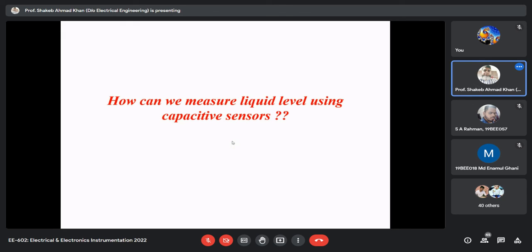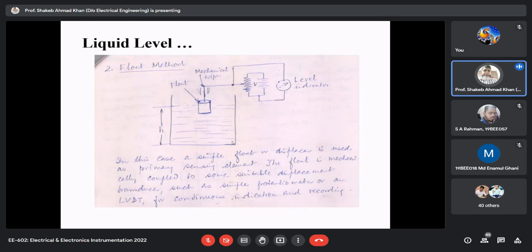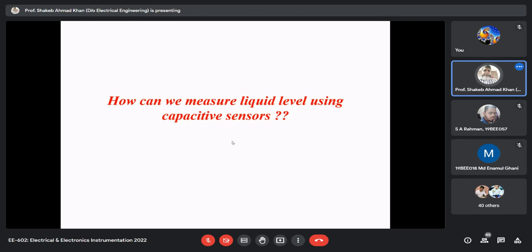Now I want you to imagine how we can measure liquid level using a capacitive sensor. Again, I had explained what is the meaning of liquid level: liquid level in a tank. Now you know the capacitance and you know the liquid level in a tank. Now try to imagine how we can measure liquid level using capacitive sensors.